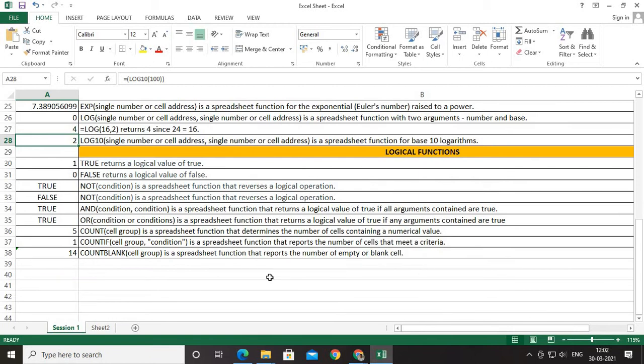And finally, we are getting into something which is very interesting for this session. It is logical functions. What do you mean by that, sir?